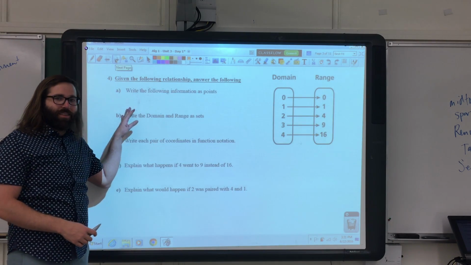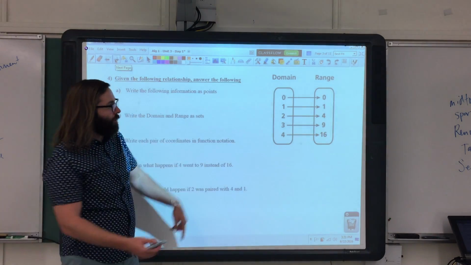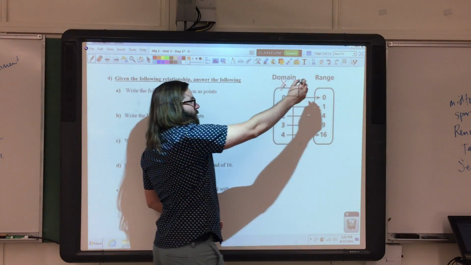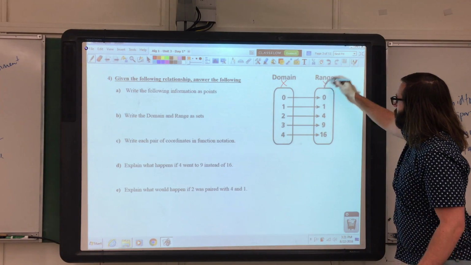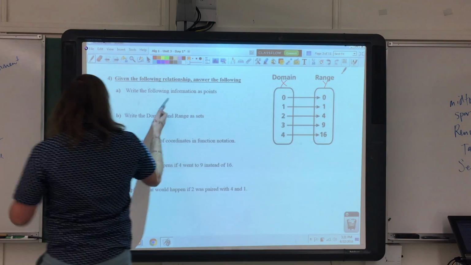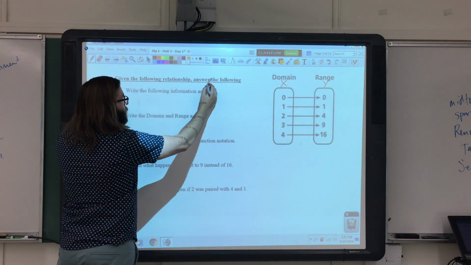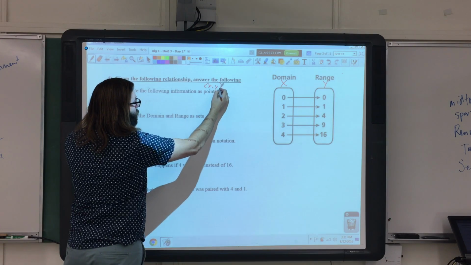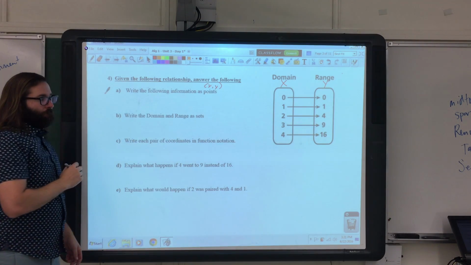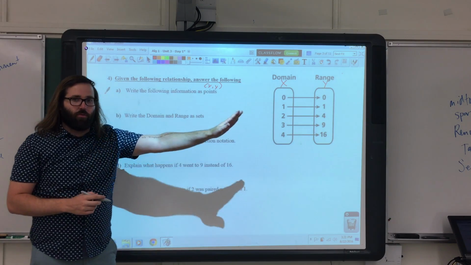Okay, here's just an example of a possible problem. So you'll see domain and range. Remember, domain is your x's, range, those are your y's. So let's write this information as points. Remember, points are x, y. So we're going to take our domain, comma, range.